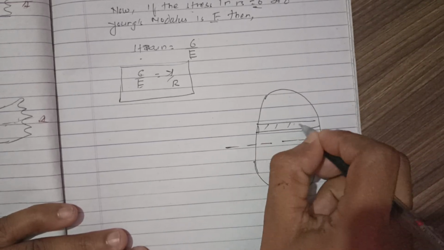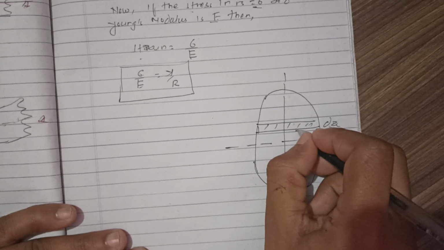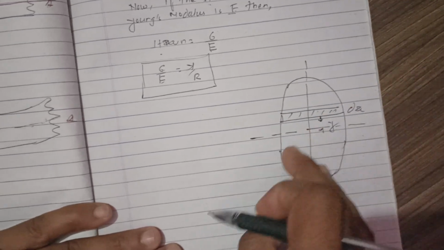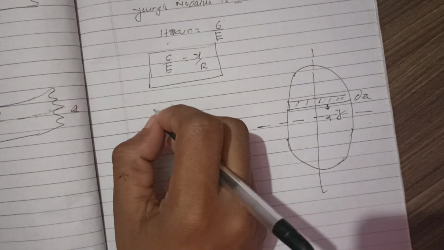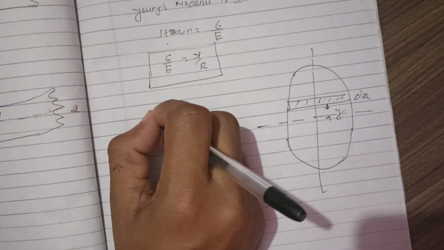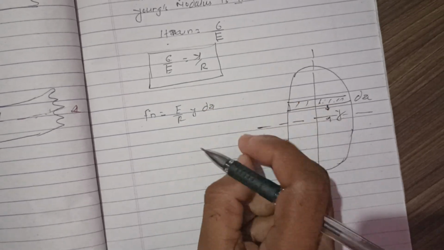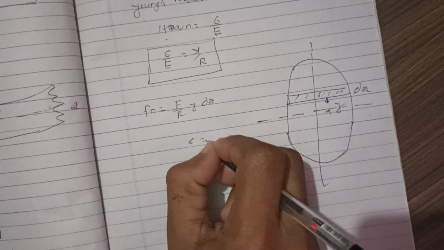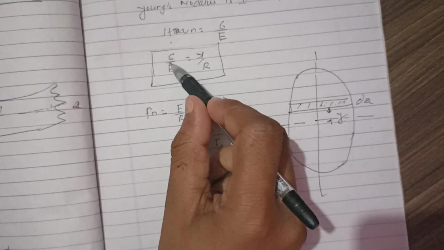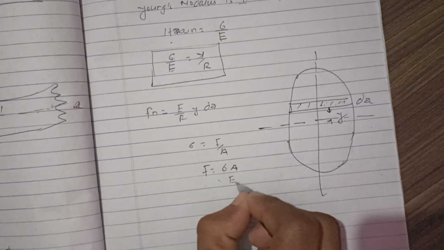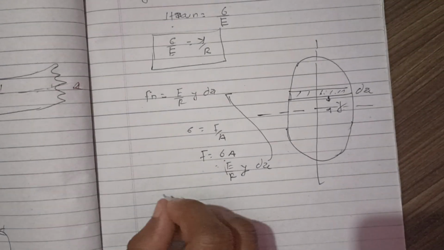This is a strip of area dA, and the distance between this and the neutral axis is y. The normal force acting on this strip of area dA is given by E by r times y dA. You might be wondering how we got this. We know stress is equal to force by area, or force is equal to stress into area. From here the stress we got is E by r times y, and the area is dA. From here we got the normal force as this.